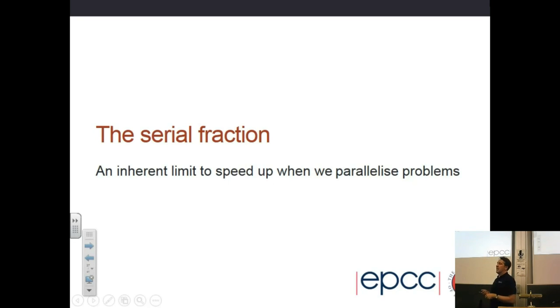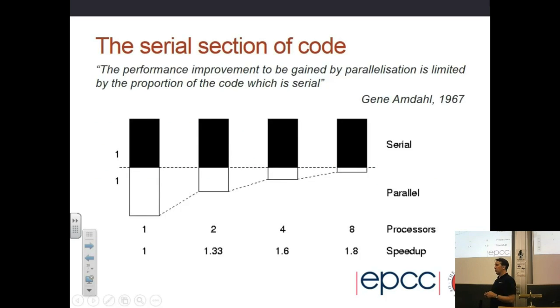And that's encapsulated, if you like, in equations in something called Amdahl's law. So back in 1967, Gene Amdahl, this is 50 years ago, said the performance improvement to be gained by parallelization is limited by the proportion of the code which is serial. And it's fairly obvious. If you have a calculation which you run on one processor, but 50% of the calculation is inherently serial, it's not going to benefit from throwing more processors at it, like I/O, for example, or at least naive I/O. But half the calculation could benefit from parallelism.